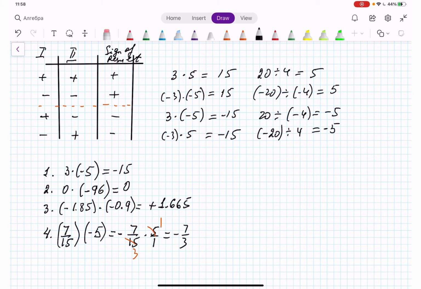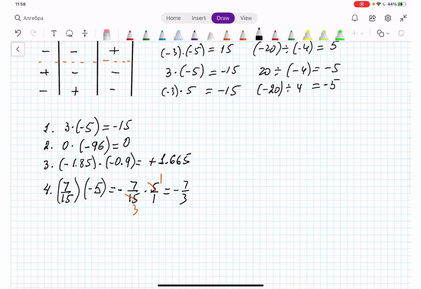Question number 5. Number 5 is negative 2/3 multiplied by negative 6 over 7. So negative times negative is positive, so all we have left is 2/3 times 6 over 7. This is 1, this is 2, right? Dividing by 3, both of them. And that's it, there is nothing else to do. It's going to be 4 over 7.